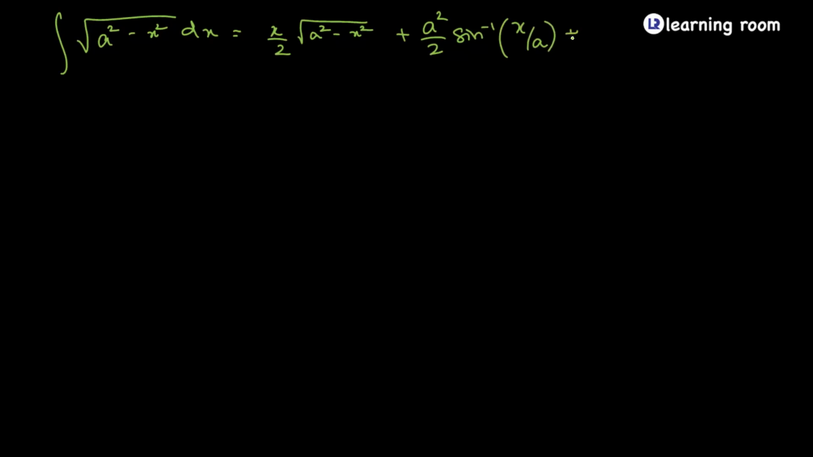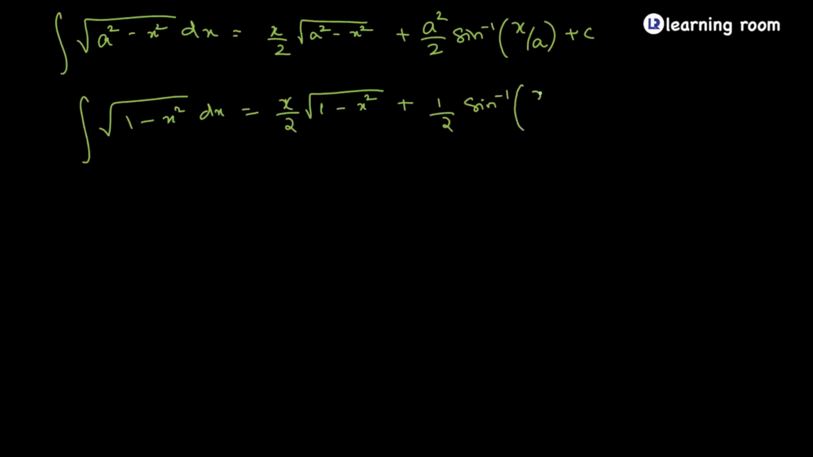Here, instead of a, you have 1. So what will you have? It will be x by 2 only. Integral of root of 1 minus x square dx will be x by 2 into root of 1 minus x square plus a square by 2, which is 1 by 2 into sine inverse of x, since a is 1, plus c. Are you able to understand?